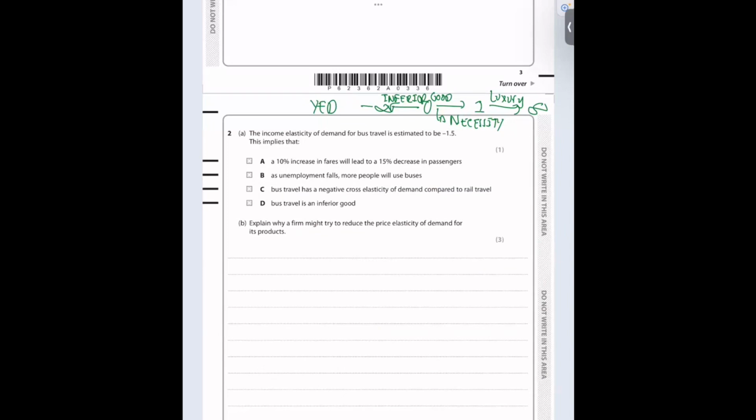Okay, so the YED of bus travel is estimated to be -1.5, which makes it an inferior good. This implies that a 10% increase in fares will lead to a 15% decrease in passengers. Well, we know that is referring to PED, not YED. As unemployment falls, that means that income's going to be rising. More people will use buses. No, we know that's wrong because as unemployment falls, fewer people will be using buses. Bus travel has a negative cross elasticity of demand compared to rail travel.